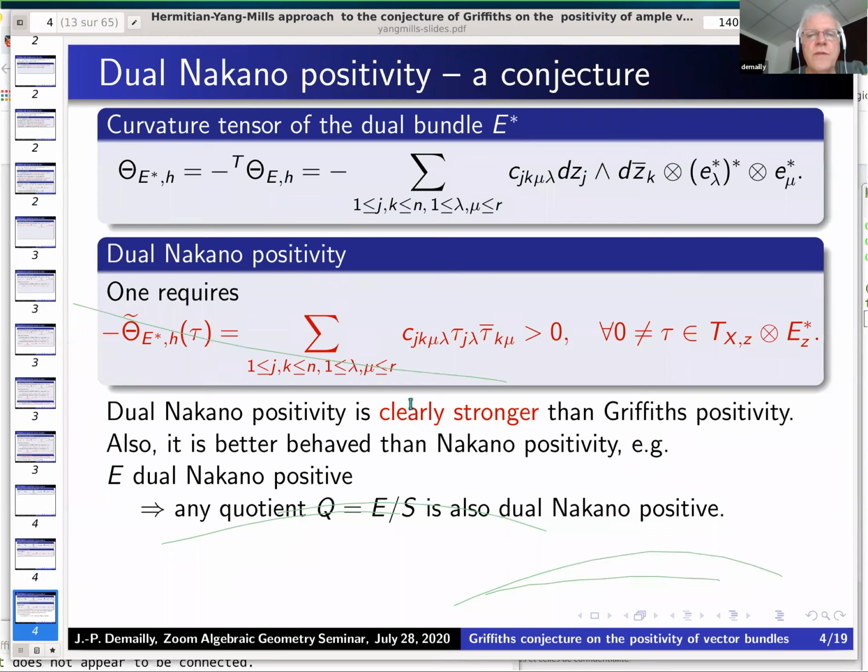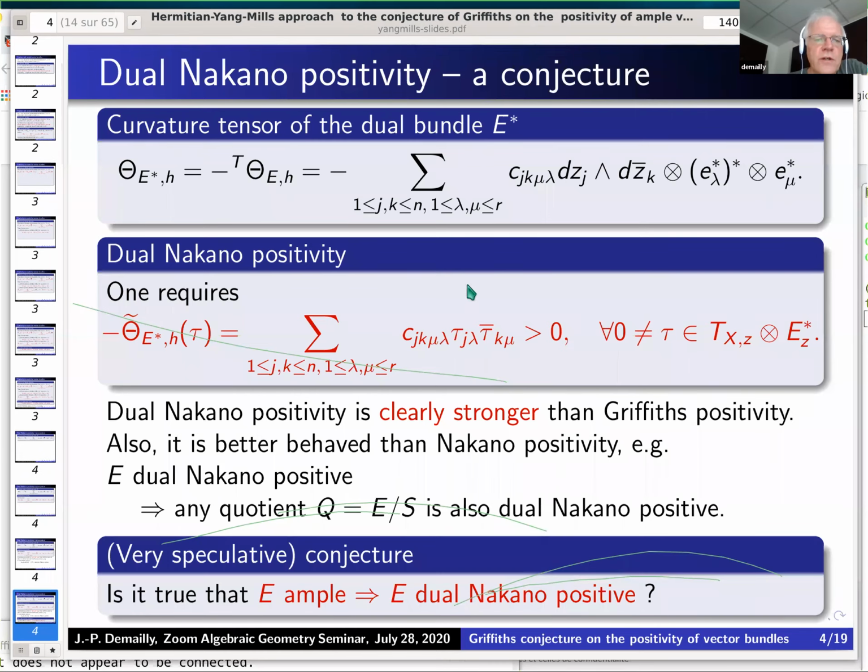In fact, dual Nakano positivity is still stronger than Griffiths positivity because this is insensitive to twisting indices when you take split or decomposable tensors. But it is better behaved than Nakano positivity because, for instance, it goes easily to quotient bundles. So if E is dual Nakano positive, then any quotient bundle by a subbundle is also dual Nakano positive. This is a very easy calculation from formulas given by Griffiths, for instance. And a very speculative conjecture would be that possibly the ampleness of E could imply the dual Nakano positivity of E. So this would be a very, very strong conjecture, but I have no counterexamples.